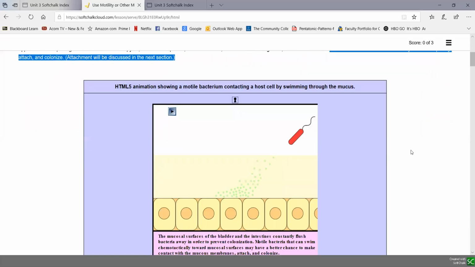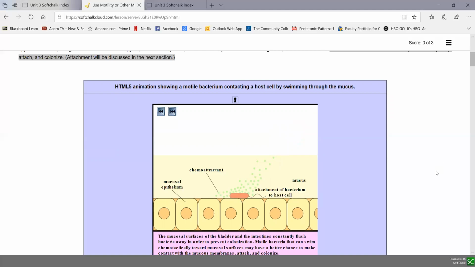So this is an animation we showed you under bacterial flagella, showing how a motile bacterium can contact a host cell by swimming through the mucus. And the yellow here represents mucus, and the green dots indicate a gradient of chemoattractant being produced by the epithelial cells that form the mucous membranes. So the bacterium can use its motility and its chemotaxis to swim through the mucus and make contact with the epithelial cells of the mucous membranes.